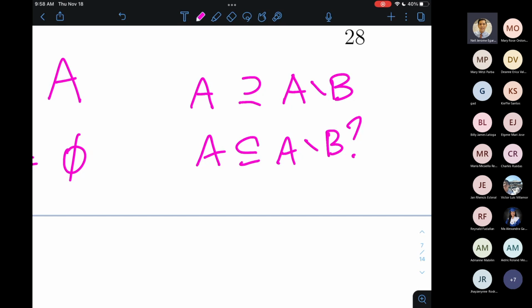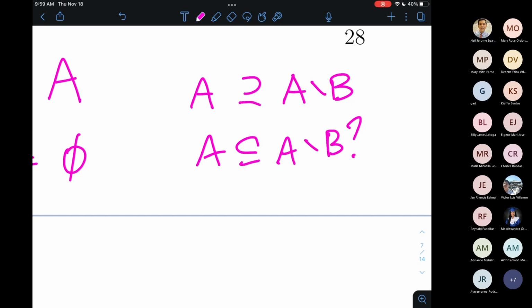Sige, Daniel Noel. Kailan kaya ito pwede mangyari? Or pwede ba yung mangyari at all? Yes po. If B is the null set. Okay, if B is the null set, that's correct. Kasi magiging A minus B equals A lamang. Alright? Kasi ang A minus the empty set ay A lang naman lagi yung laman. Okay, great. Yun lang ba yung case na pwede itong mangyari?